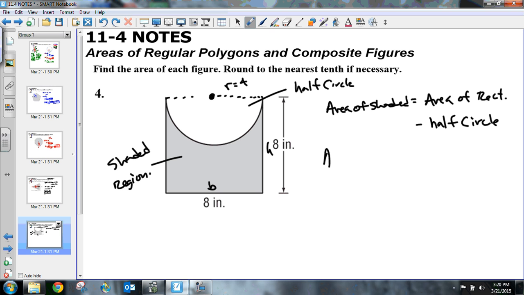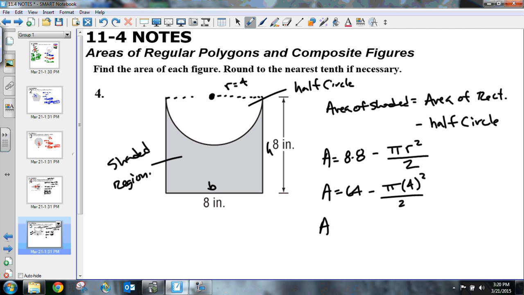So let's write this out. My area is equal to the area of the rectangle, which is 8 times 8, minus the area of a half circle. Now watch what I do here. I'm going to do pi times my radius squared, but because it's a half circle, I'm going to divide that by 2. So my area is equal to 64 minus pi times 4 squared over 2. I get 64 minus 16 times pi divided by 2. Now I can divide 16 and 2 out, and I get 64 minus 8 pi. Now this would be an exact area.